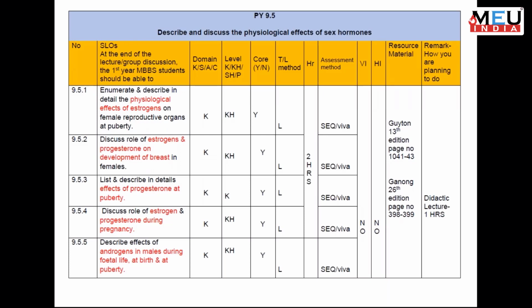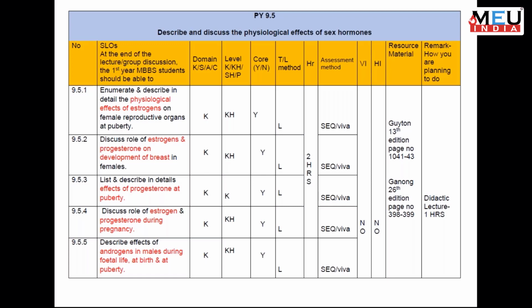Then 9.5, describe and discuss the physiological effects of sex hormones. So first will be enumerate and describe the details of the physiological effect of estrogen on female reproductive organs at puberty. Then the second one, discuss the role of estrogen and progesterone on development of the breast in females.